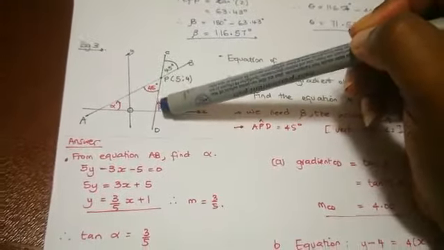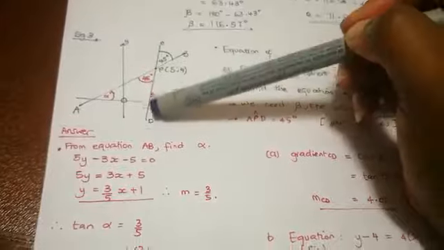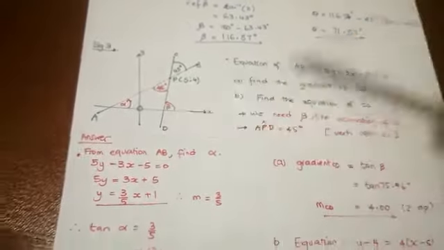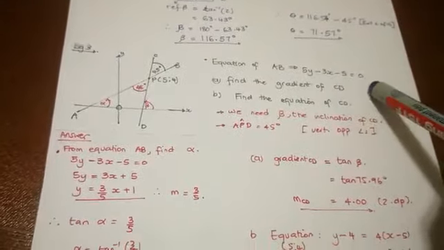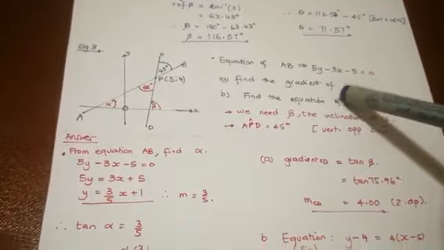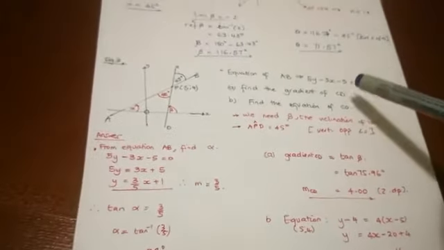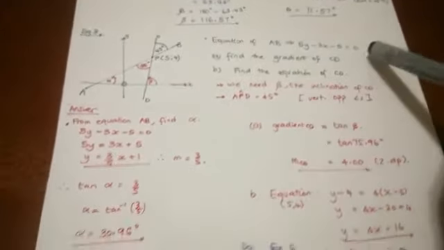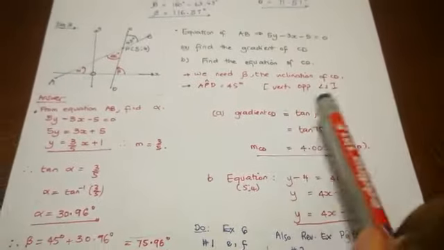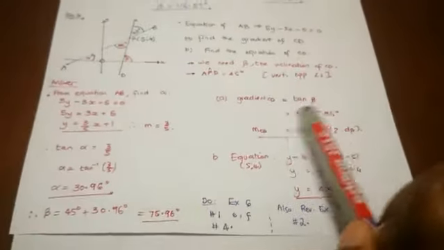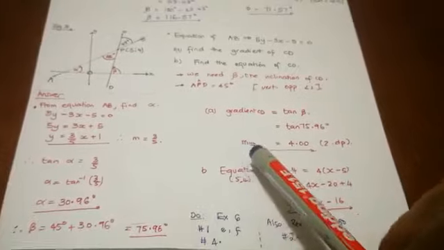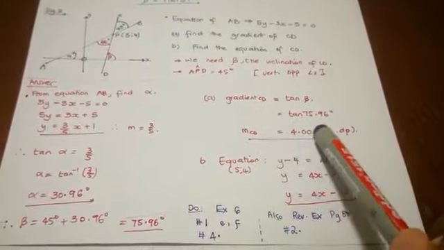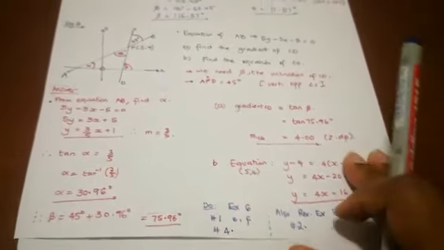Now why do I need beta? Beta is the inclination of CD, and if I have the inclination of CD, I'll be able to calculate the gradient of CD. So if anything talks about CD, it means I must either have the gradient of CD or I must have the inclination of CD. Okay, so the gradient of CD is then going to be tan beta, and then you put that into your calculator, and then the gradient of CD comes out as 4 to 2 decimal places.